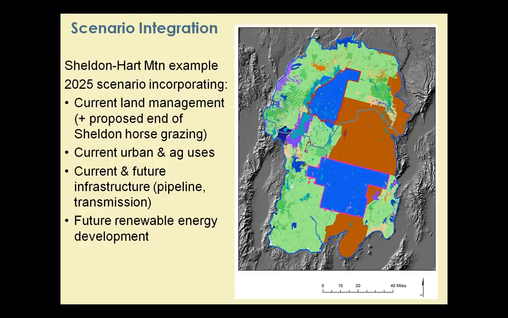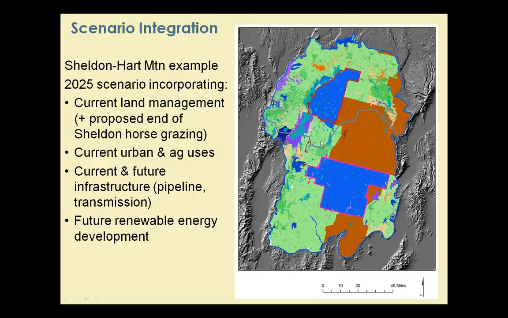And just an example from Sheldon Hart. I won't spend a lot of time on this because Ian Varley is going to show us some on the Georgia coast. But here we have our 20-year 2025 scenario incorporating current land management and proposed end of grazing on Sheldon. So brown indicates forced grazing, and there's a proposal to eliminate that on the refuge. We're going to have current urban and agricultural uses, as well as current and future infrastructure.